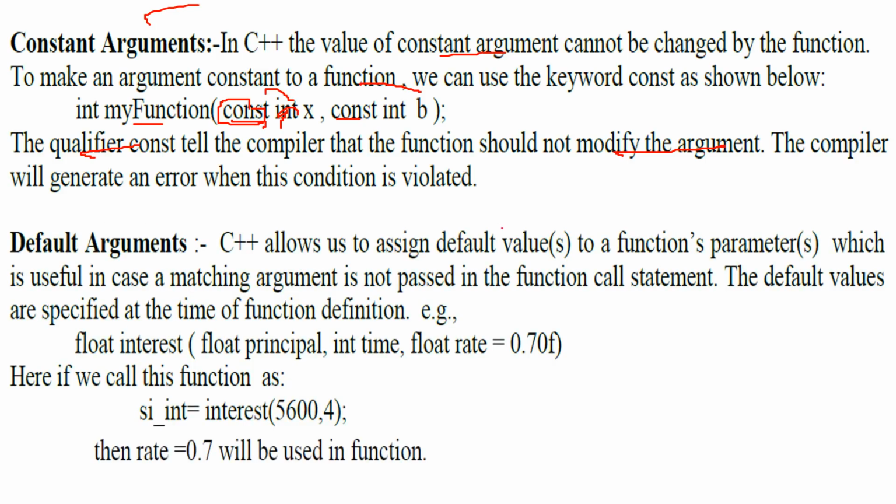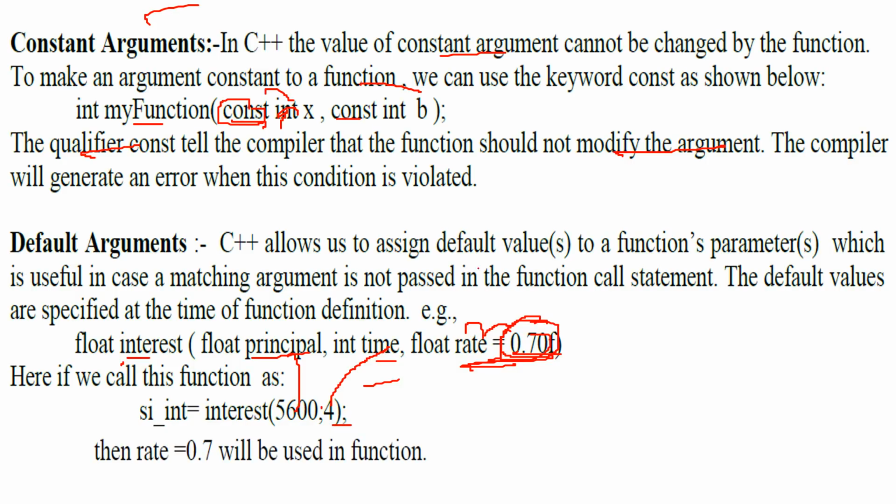Default argument. Now, say in a banking system, the interest rates generally don't change for quite some time. So why give or pass the interest rate again and again? Rather, we can just have a default value for that. Here you see an example. We have a function called interest. We have principal and time, but for rate we are fixing it. We are saying float rate is equal to 0.70f. So even when we call it with principal 5600 and time 4, but we are not giving any third parameter, automatically by default the rate will be taken as 0.70 in the program.